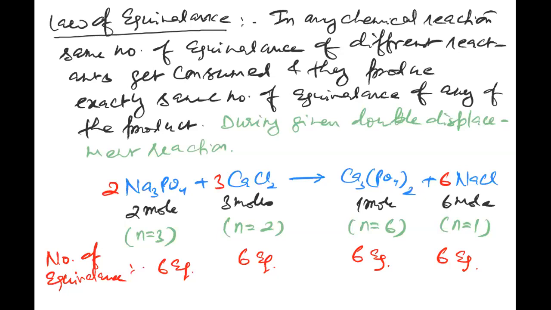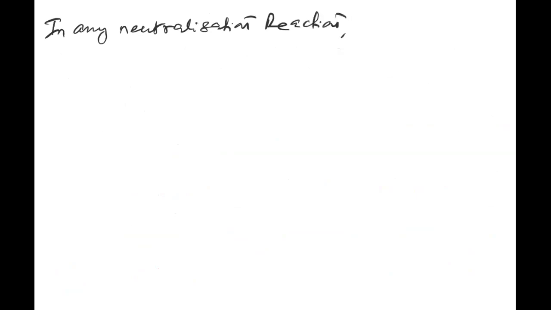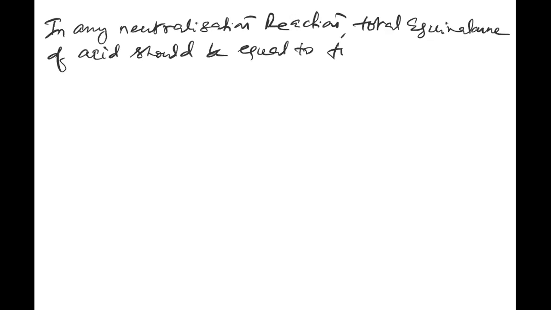So in any chemical reaction, the total equivalents of one reactant consumed will be the same as the number of equivalents of another reactant consumed. Further, in any neutralization reaction, total equivalents of acid should be equal to total equivalents of base consumed.